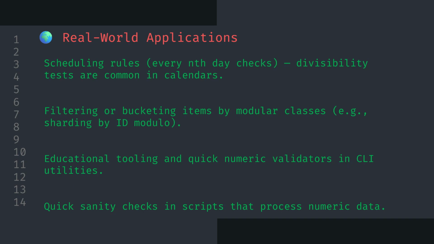Although the particular check, 3 or 7, is small, modular-based rules show up frequently: scheduling tasks at intervals, distributing items into buckets, simple filters in data pipelines, and teaching examples for conditionals. The pattern you learn here generalizes to any pair or set of divisors and can be extended to lists of divisors or dynamic rules.